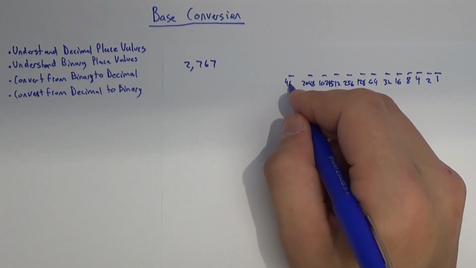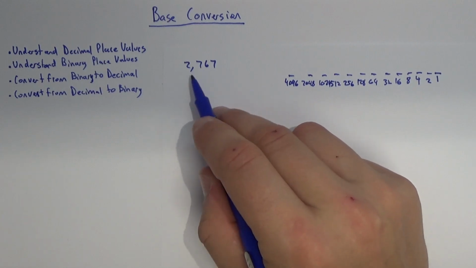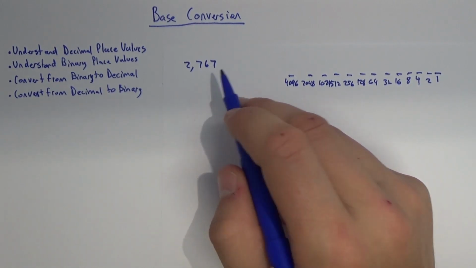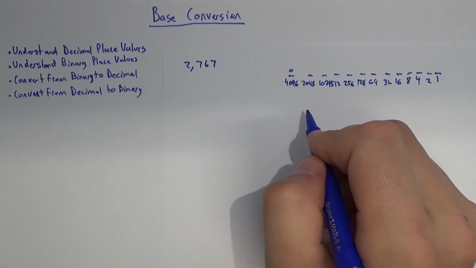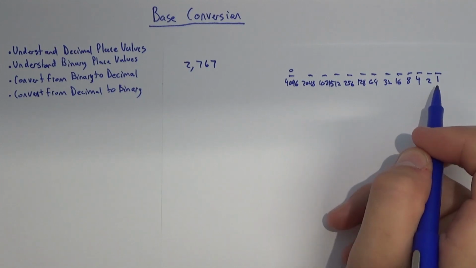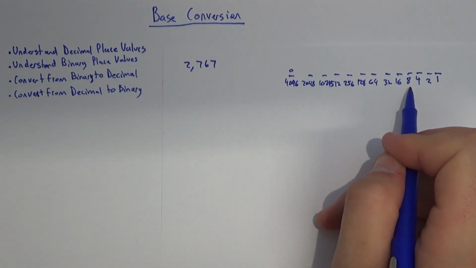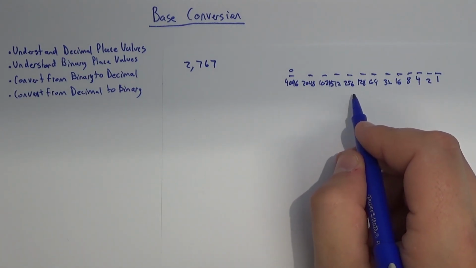And then the next one would be 4096, and I realized there's no way that I'm going to pull a 4096 out of this number, 2,767. Okay, so I have a 0 in my 4096. Now I can work back. Now be careful if you write these out by hand that you don't accidentally skip one of these numbers. Okay? If you do, you're going to end up with a wrong binary number.